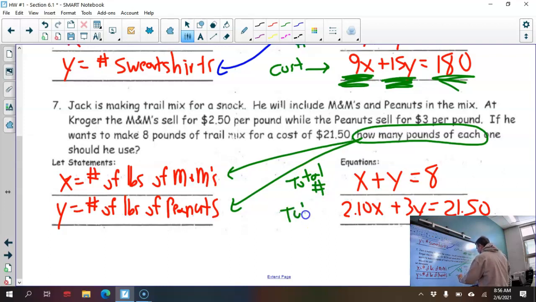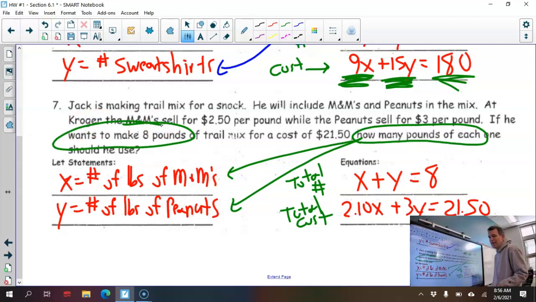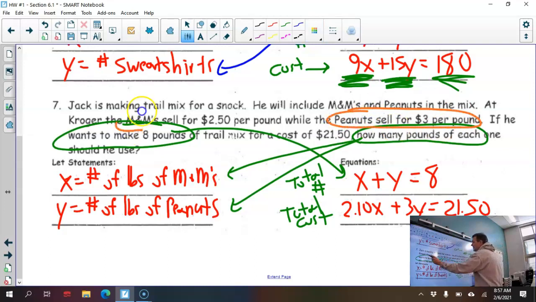Total number and total cost. The total number of pounds was right here. He wants to make 8 pounds. So all the pounds of M&Ms and all the pounds of peanuts added together needs to equal 8 pounds. And then we have the total cost. The peanuts are $3 per pound. The M&Ms are $2.50 per pound. Uh-oh, I've made a mistake there. $2.50. Oops, sorry about that.